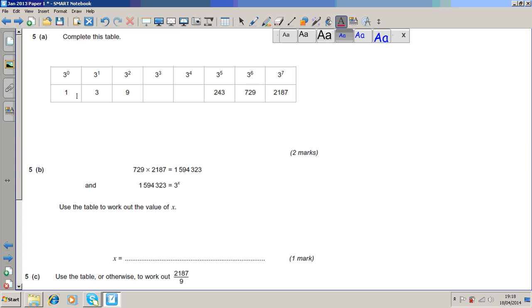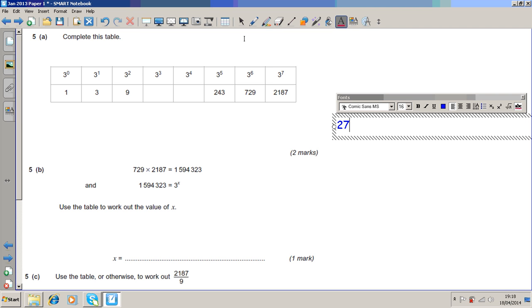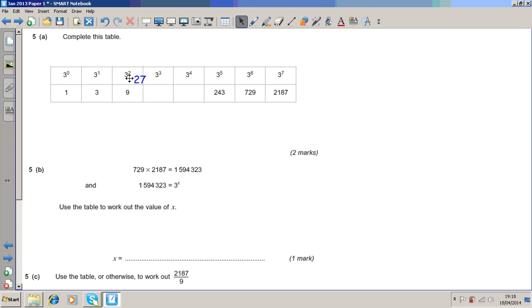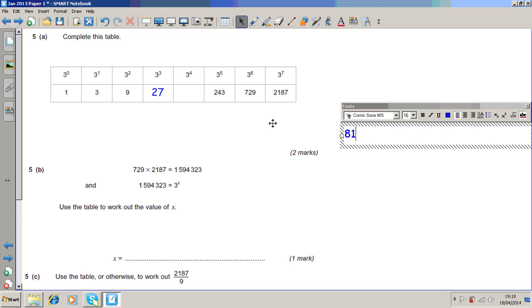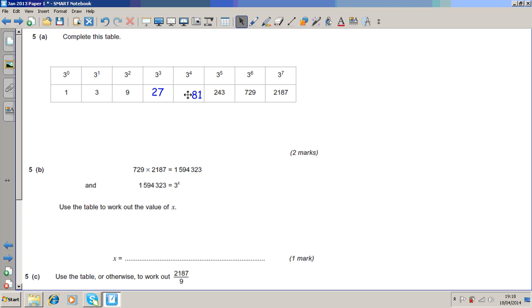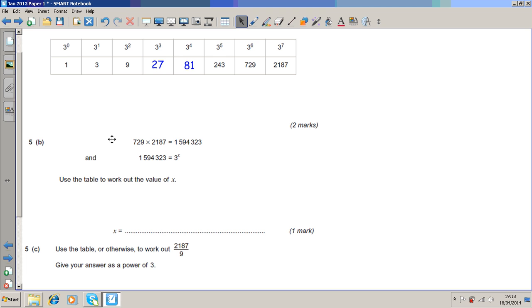Okay, so 3 to the power of 0 is 1, anything to the power of 0 is 1, 3 to the power of 1 is 3, 3 squared is 9, 3 cubed is 3 times 3 times 3. 3 times 3 is 9, times 3 is 27. 3 to the 4 is 3 times 3 times 3 times 3, which is going to be 27 times 3, which is going to be 81. And then we times 3 will be 243, and times 3 will be 729, and so on. So now I've got that.